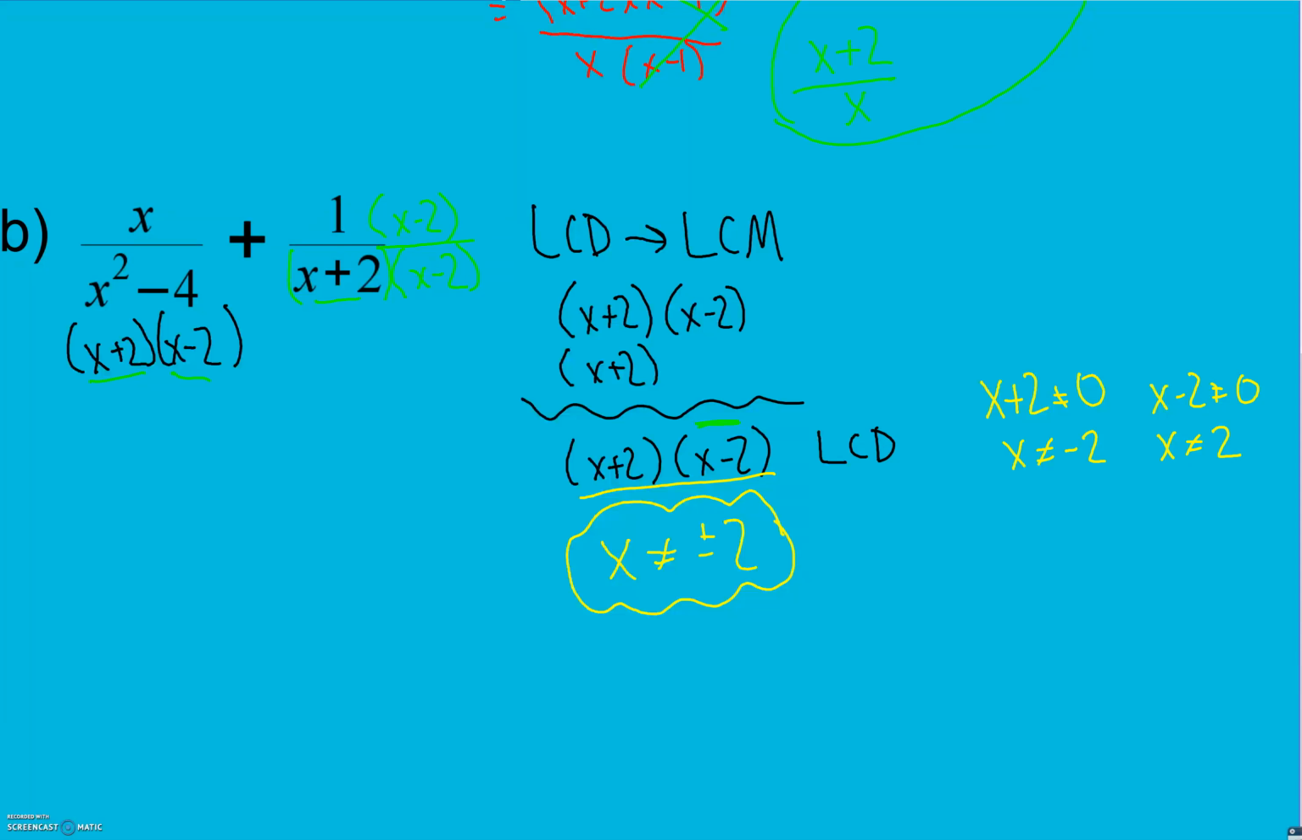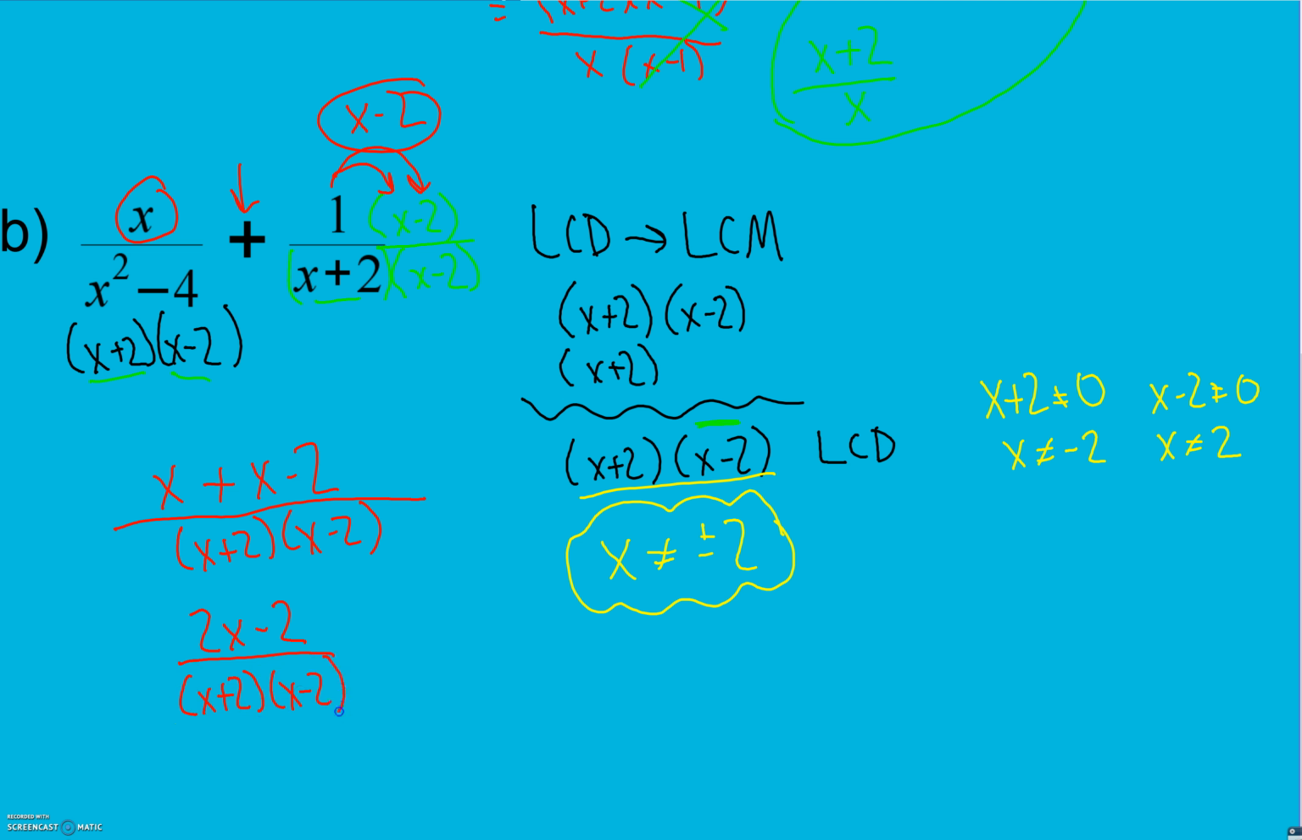Okay, now 1 times anything is just itself. So all I have here is x minus 2. I can go ahead and add, since I have a common denominator, add my numerators, place it over that common denominator of x plus 2, x minus 2. I have x plus x minus 2. Simplify here, I get 2x minus 2 over x plus 2, x minus 2.